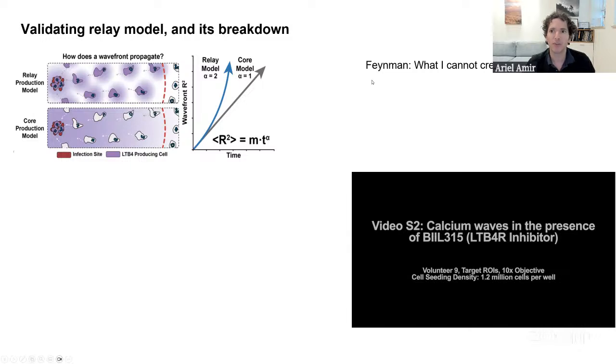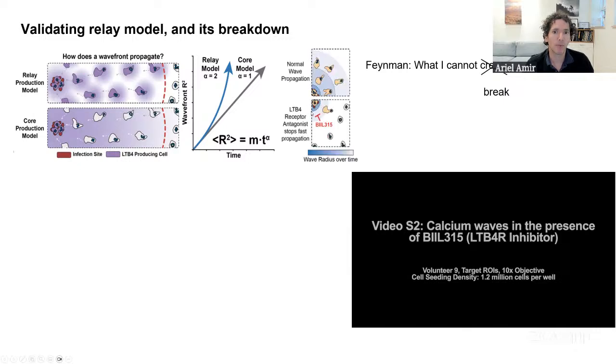Now, Feynman has a famous quote, "What I cannot create, I do not understand." And I'm going to flip it on its end and say, "What I cannot break, I do not understand." So if there is really a relay with an exponent of 2, how will I be able to break the relay? I can block the LTB4 receptor with a drug. So there are known drugs that block the LTB4 receptors. If we block them, we should go back to normal diffusion.